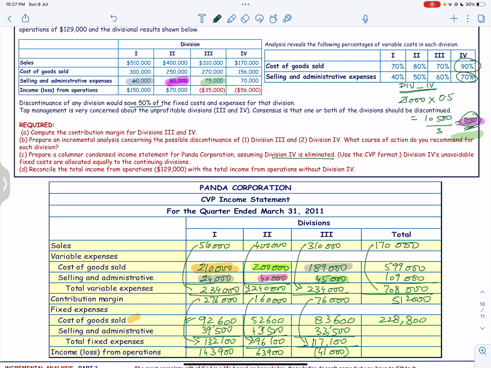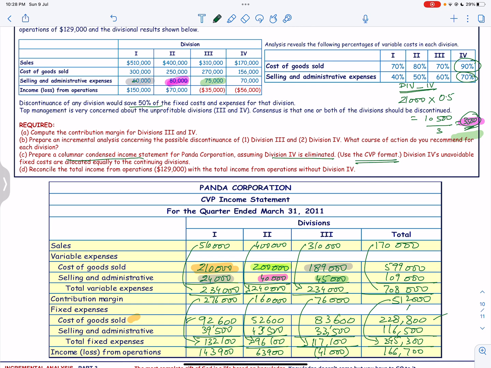So we have the total fixed expenses of 228, and then to this we add the selling and administrative, that is 116,500. So the total fixed expenses are 345,300, and contribution minus the total fixed expenses will give us an income of 166,700. So this has interesting observations, and we have prepared a columnar condensed income statement using the cost volume profit format.